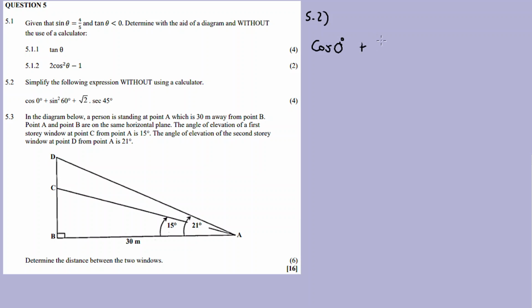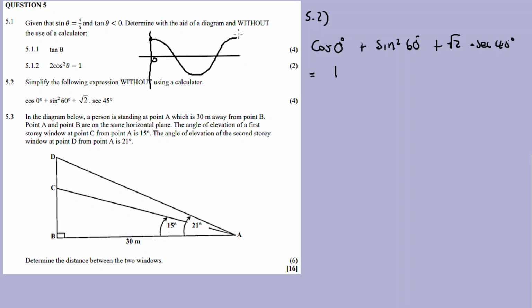Cos theta plus sine squared 60 degrees plus the square root of 2 times sec 45 degrees. So cos 0 degrees is 1, because if the function is cos, we know that it starts at 1 at 0 degrees, then 0 at 90, then -1 at 180, 0 at 270, and 1 at 360, right? Here at 0 degrees it is about 1, so that's why it is 1 here.